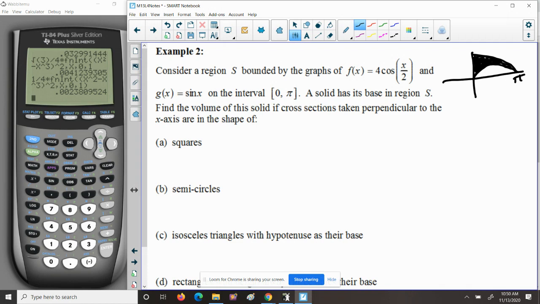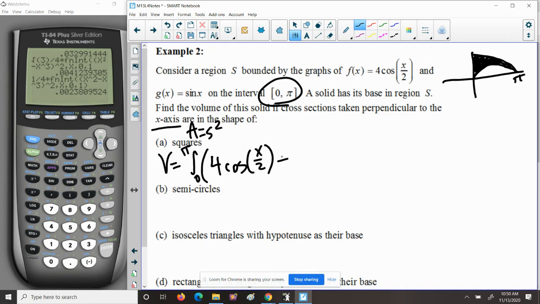Now, we want to find volume if the cross sections are in the shape of squares. Notice they're perpendicular to the x-axis, so everything stays in terms of x. Area is the side squared. We already know our bounds, 0 to pi. So volume is going to be the integral from 0 to pi of upper minus lower squared. The side of the square is going to be upper minus lower. Upper is 4 cosine of x over 2, and lower is sine of x. We want this all squared. Okay, let's go find this. Again, make sure that your calculator is in radian mode. Otherwise, you're not going to get the right answer.